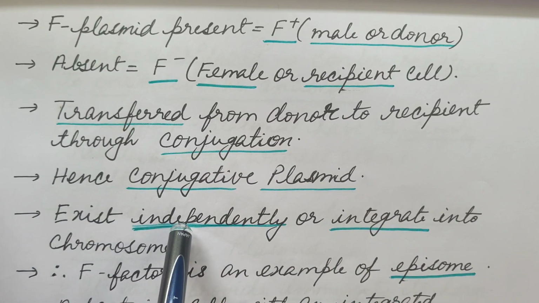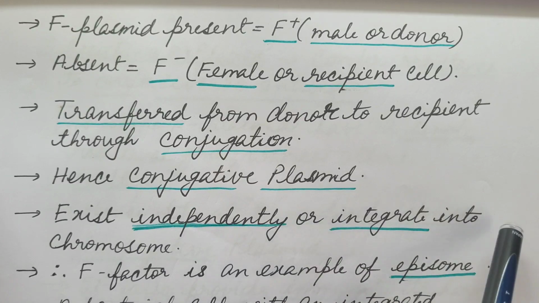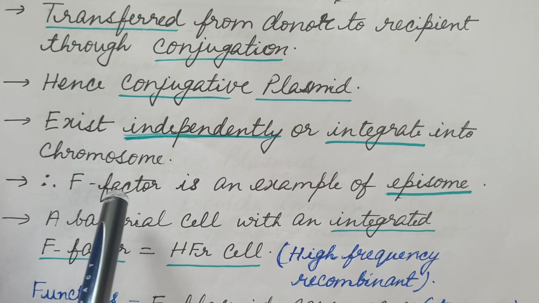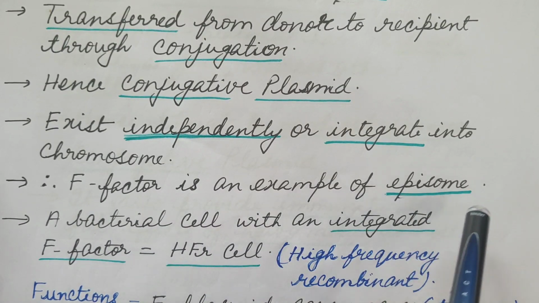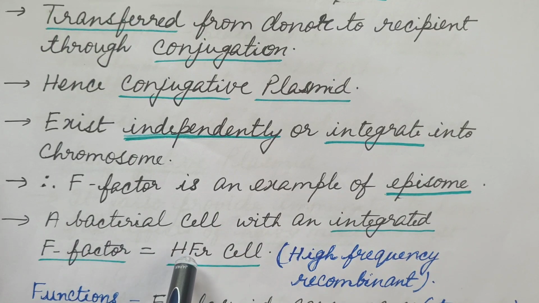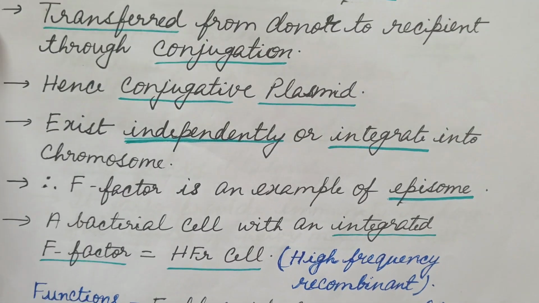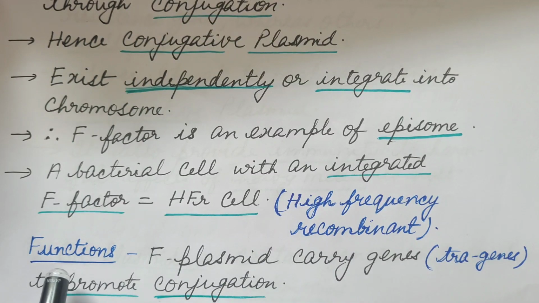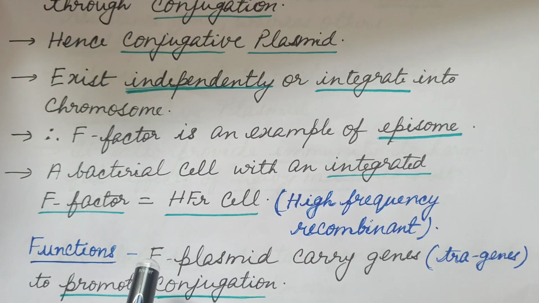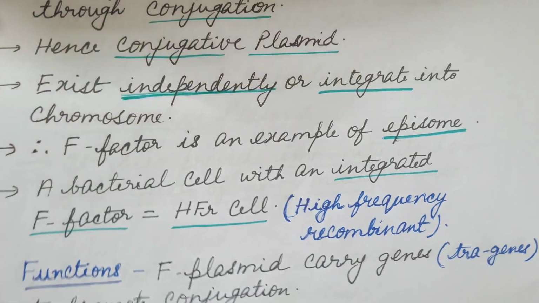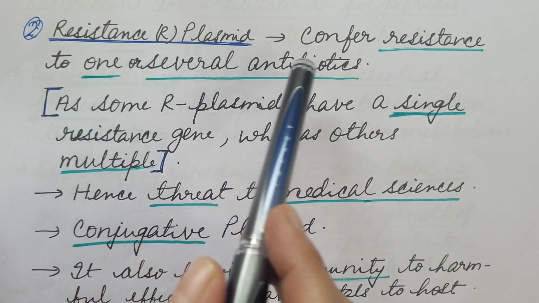These exist independently or integrate into the main bacterial genome or chromosome. Therefore, the F factor is an example of an episome. A bacterial cell with an integrated F factor is known as an HFR cell, that is high frequency recombinant. Function of the F plasmid: it carries genes, that is tra genes, to promote conjugation, that is transmission of the F plasmid from donor to recipient cell.